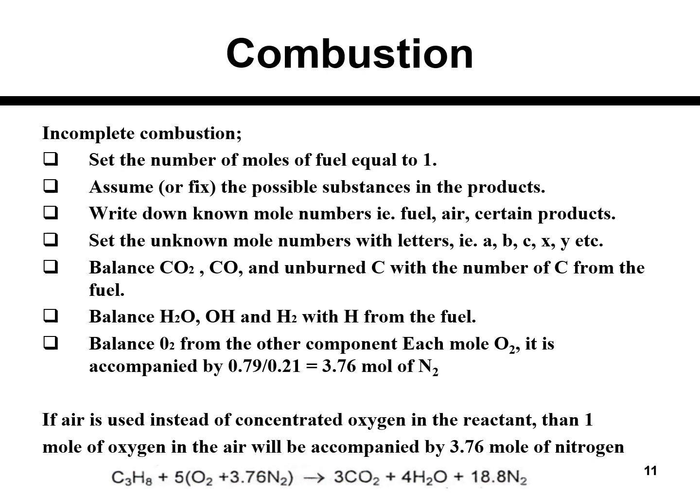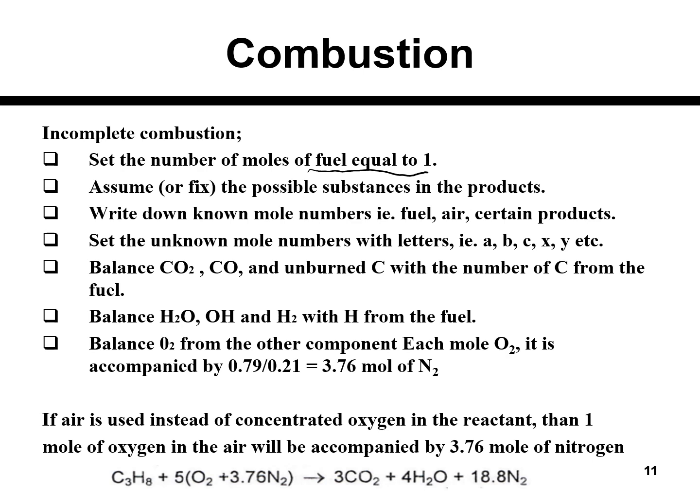To analyze incomplete combustion, first we set the number of moles of the fuel equal to 1, then assume the possible substances in the product, and write down all the mole numbers for the fuel, air, and each product. Then we set the unknown mole numbers with the letters A, B, C, X, and Y. We are going to do this in class during the class sessions.